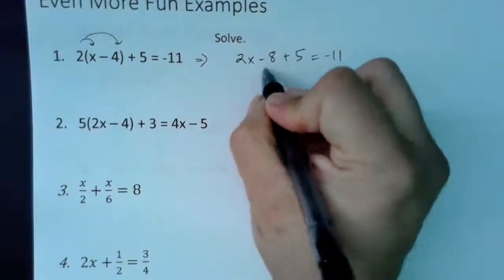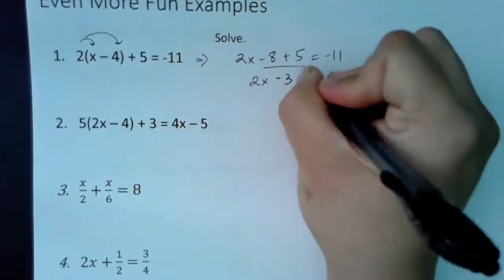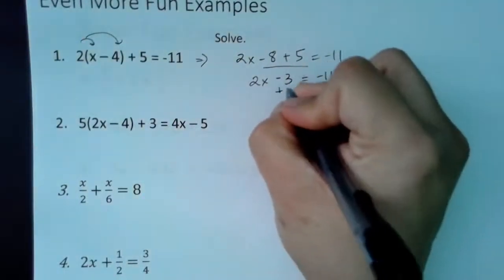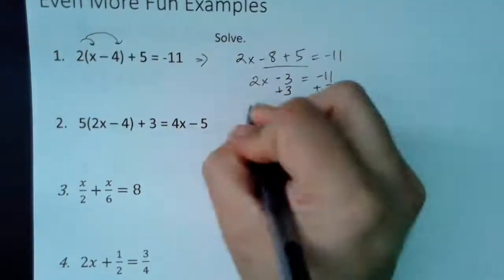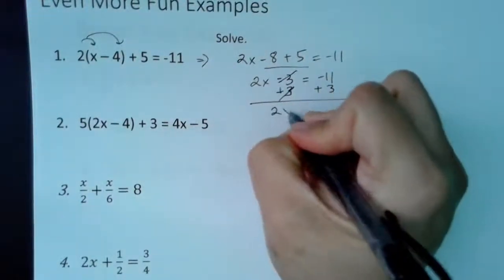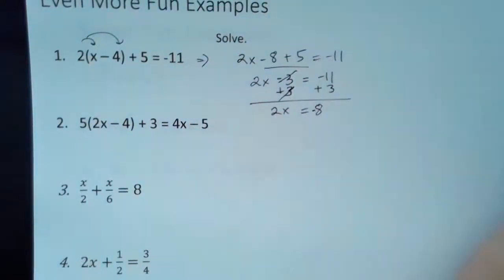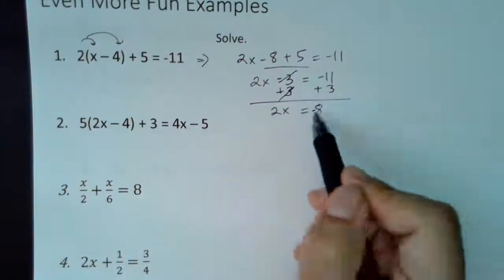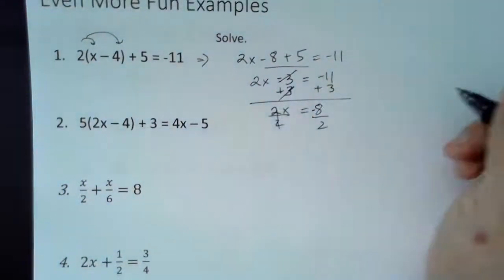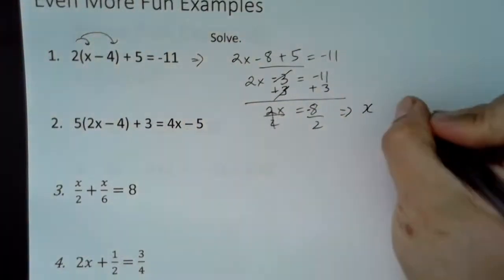Then we're going to combine like terms, and you're going to get 2x, negative 8 plus 5 is negative 3, or minus 3, and that's going to equal negative 11. And then we're going to add 3 to both sides too. The goal is to get x by itself. We're trying to isolate x, okay? So negative 11 plus 3 will give us negative 8. Then divide by 2, and we get x is equal to negative 4.